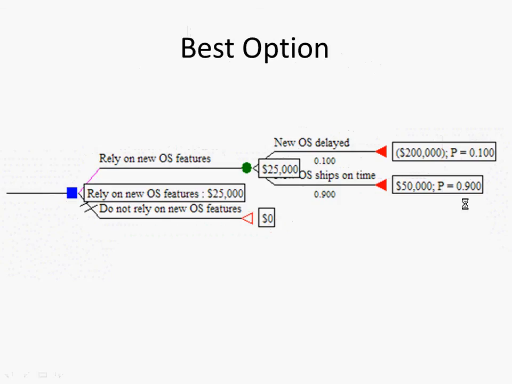So where did this $25,000 come from? Anyone? Here's a $25,000. That's sort of the expected outcome if you're at this point. What does that mean? Or how did that get computed?